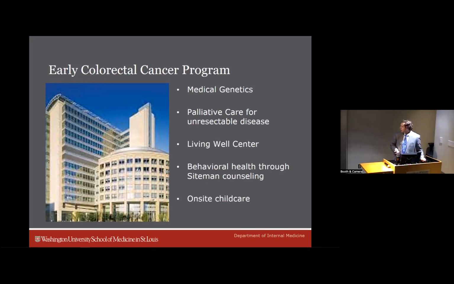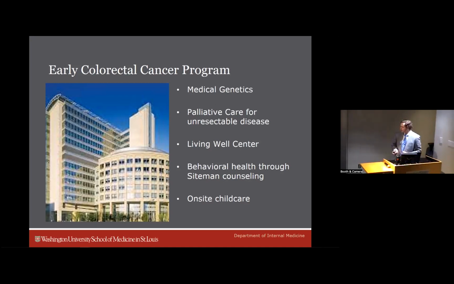Let's go through some things that are going to be included here. Every patient who enrolls in the early colorectal cancer program will get an automatic referral to medical genetics. So they and their family will both undergo germline testing for any potential familial mutations, automatic palliative care referral for unresectable disease, referral to the Living Well Center, which is a super great resource we have here, focused on nutrition, physical therapy, overall health, and is going to be tremendous for patients who are undergoing tough therapy. Behavioral health counseling through the Simon Counseling Center.